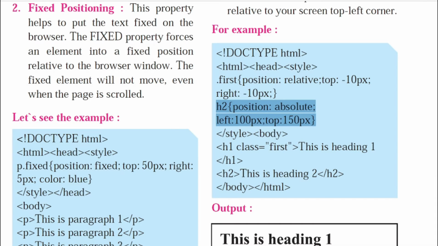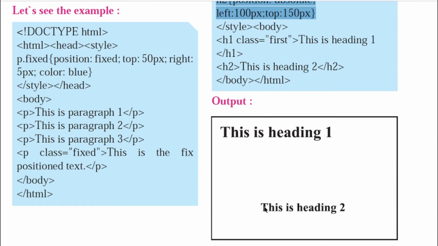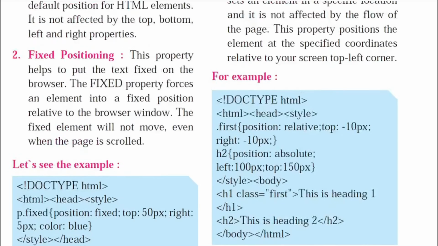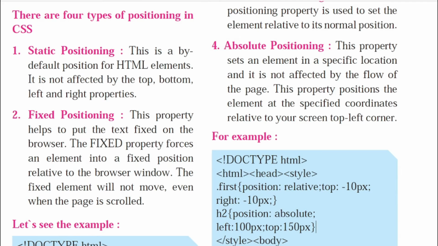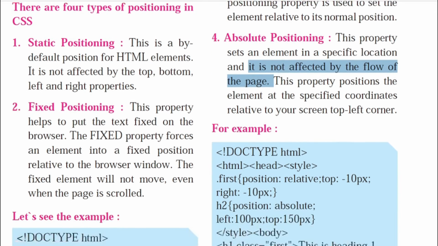So these are the basic pixel values which we are giving for top, left and right. In this way you can check the output, my dear students. It is very specific. Heading 1 is on the left hand side, and in the center you can see this is heading 2. On the big browser, when you check it on your computer or on your mobile screen, my dear students, you will be able to figure out very easily how these positions work. Basically you need to remember, my dear students, fixed positioning is fixed. It doesn't get affected even when the page is scrolled. Relative is relative to its normal position, and absolute is not affected by the flow of the page. So these are the three important positions you need to remember, my dear students.